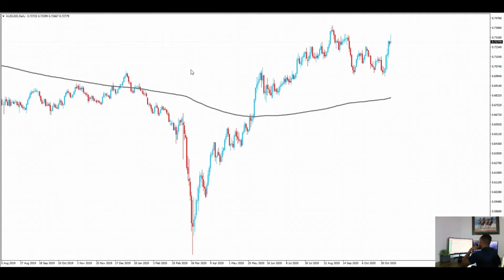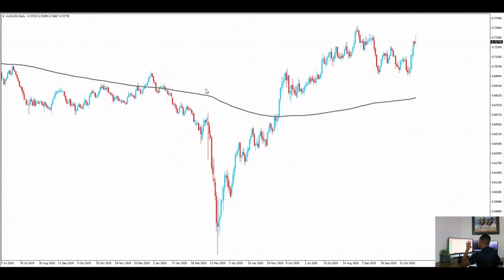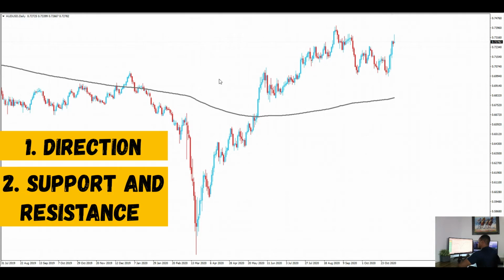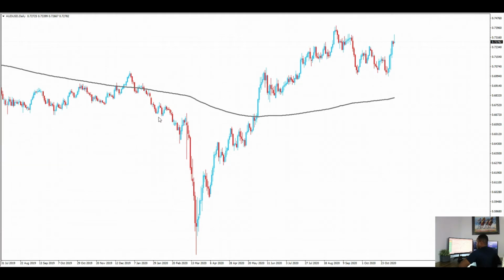Okay, so welcome to the charts, people. Like I said, I'm going to show you how I use the 200 moving average to help me out with my trading, and how you could use it as well. There's two main reasons why I use the 200 moving average: it helps me with direction in the market, gives me a little bit of a reference point, and it also helps with support and resistance, for pullbacks and seeing the trend continue in a specific direction.